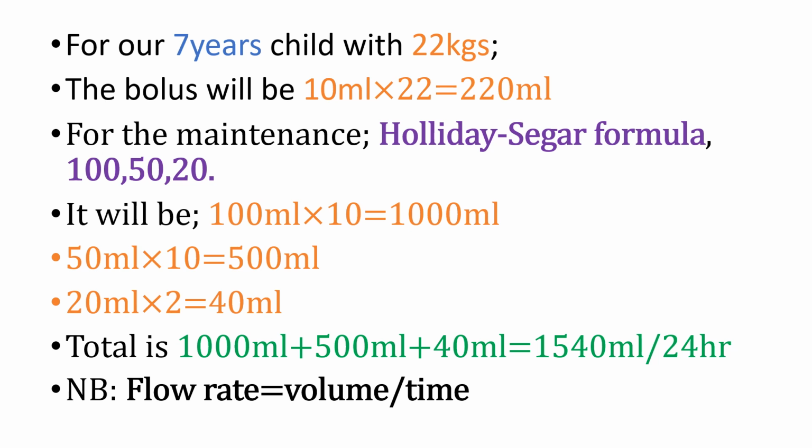Then we calculate the total, that is 1000 ml plus 500 ml plus 40 ml, you get 1540 ml over 24 hours. To get the flow rate, we take the total volume and divide by time. That is 1540 divided by 24, you get your flow rate.